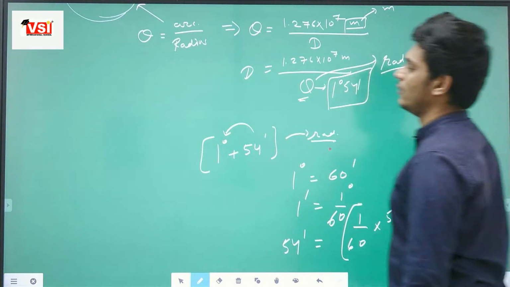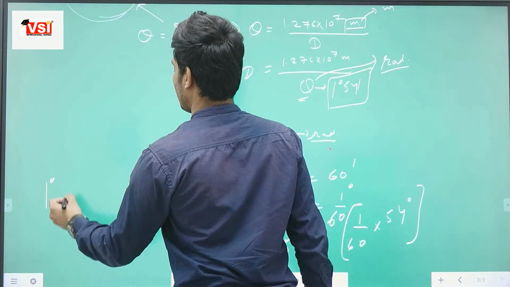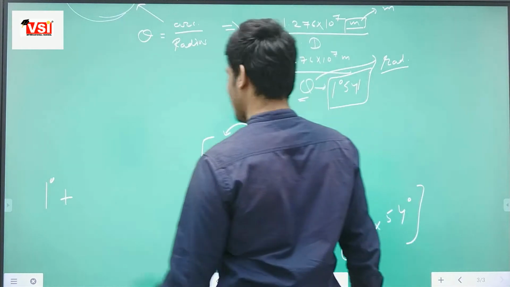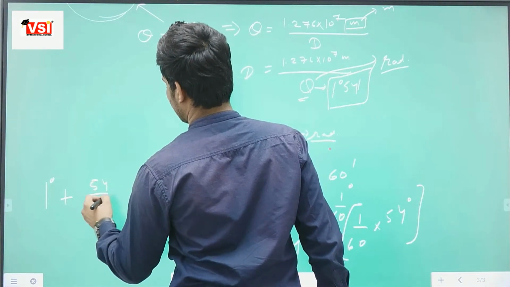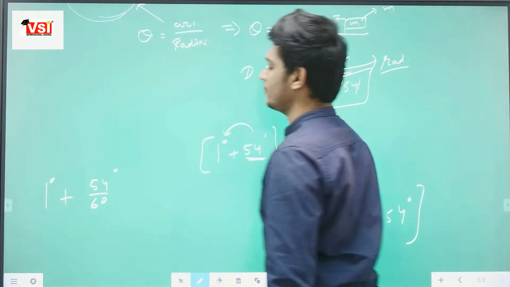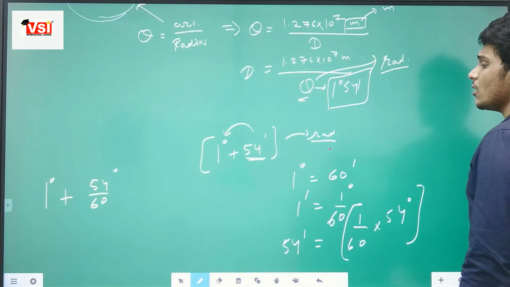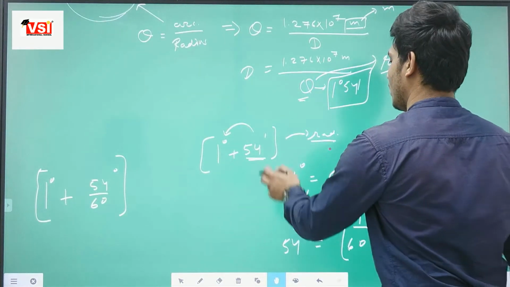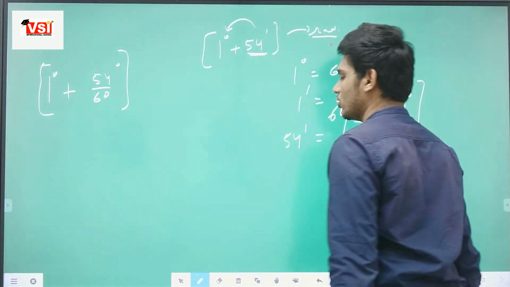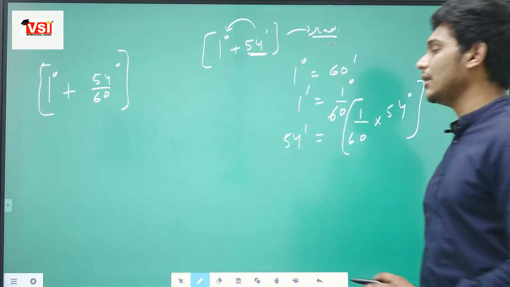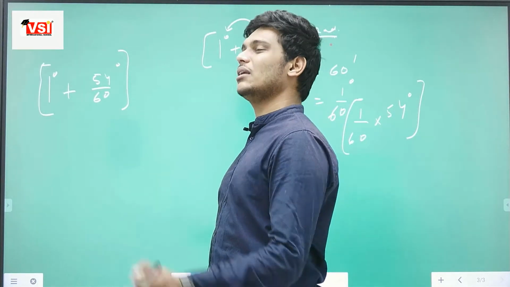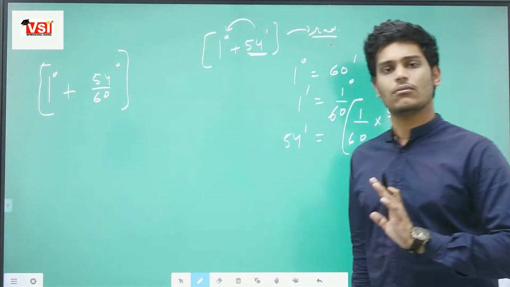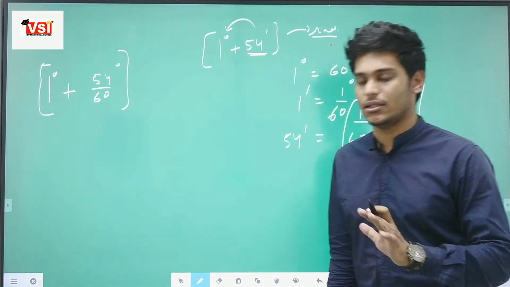Now we could say that 1 degree plus 54 minutes could be written as 1 plus 54 divided by 60. This one is also in degrees. Now to convert the degree into radian, whenever you get confused, come to the basics. In unit conversion never make mistakes, don't rush by just multiplying or dividing. It's fine if it takes one or two minutes more. Go from the basics and it will never be wrong.